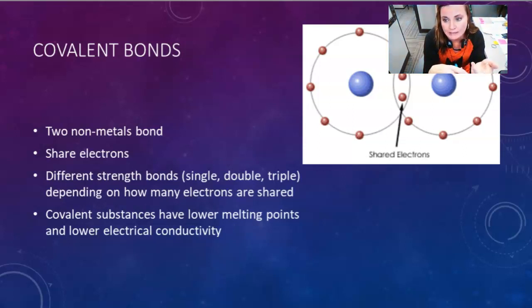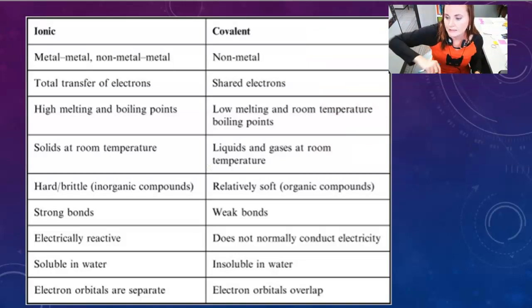Some of the properties of covalent substances: they tend to have lower melting points. They're not as electrically conductive. They tend to be more brittle. Oftentimes they're gases. Here we can see some of the differences.